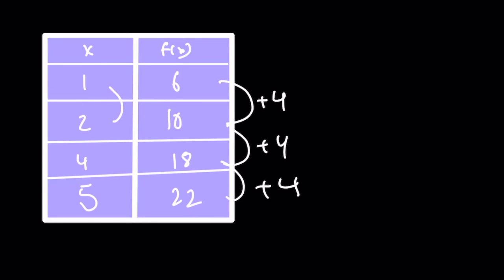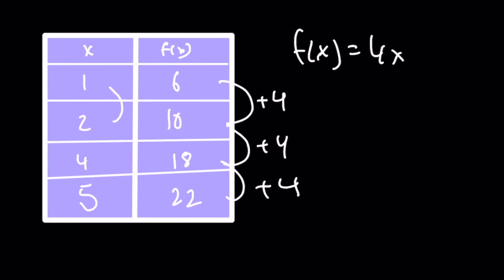So when I look here, as we go from 1 to 2 in input, we go plus 4. When I go from 2 to 4, I jump from 10 to 18, which is plus 8. But since 2 to 4 is 2 units, it's actually another plus 4. And 4 to 5, it's a plus 4 in the f of x output value. So that jump of 4 every single time is going to tell me that my function is going to have a slope of 4. So it's 4x.